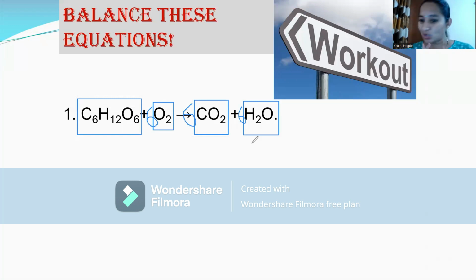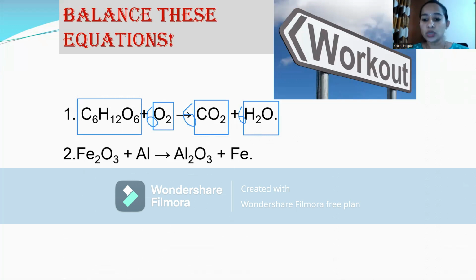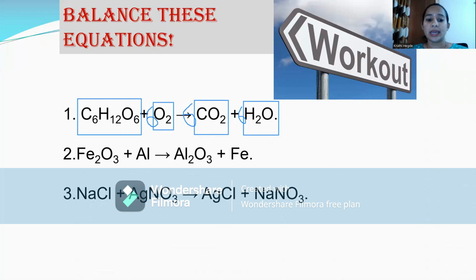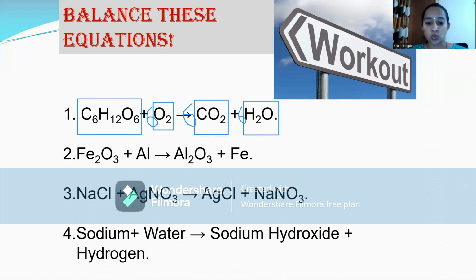I have already solved one for you. The rest you need to solve by yourself. Fe2O3 plus Al giving Al2O3 plus Fe. NaCl plus AgNO3 giving AgCl plus NaNO3. Sodium plus water giving sodium hydroxide plus hydrogen.